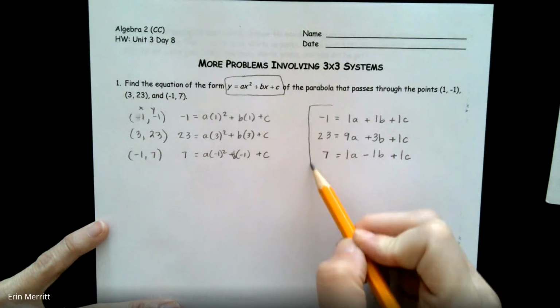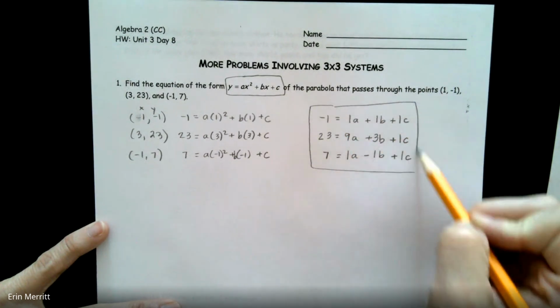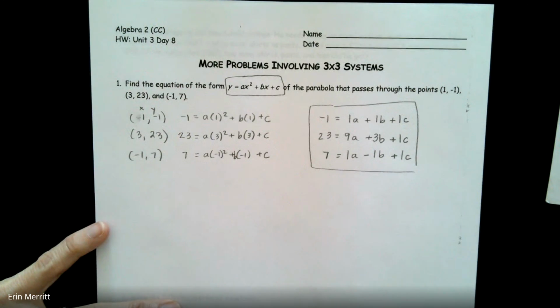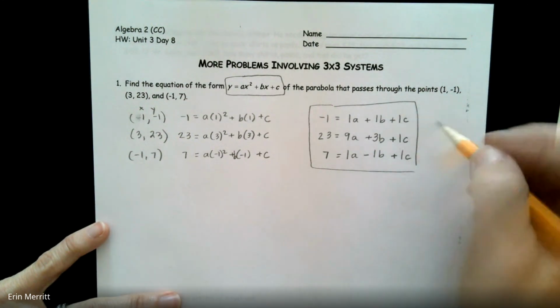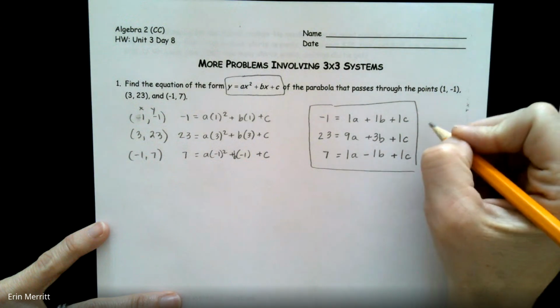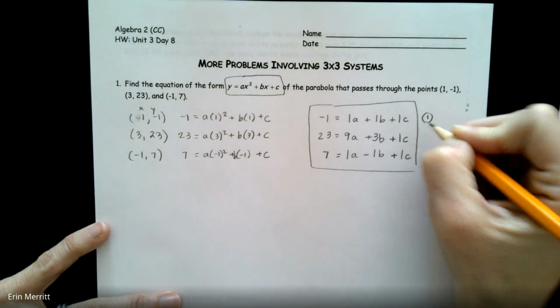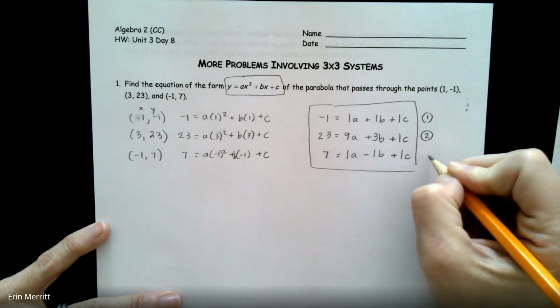So there is our system of equations. For these, I'm going to label them. So here I'm just going to say equation 1, 2, and 3 instead of a, b, and c, since we have a, b, and c's in here.